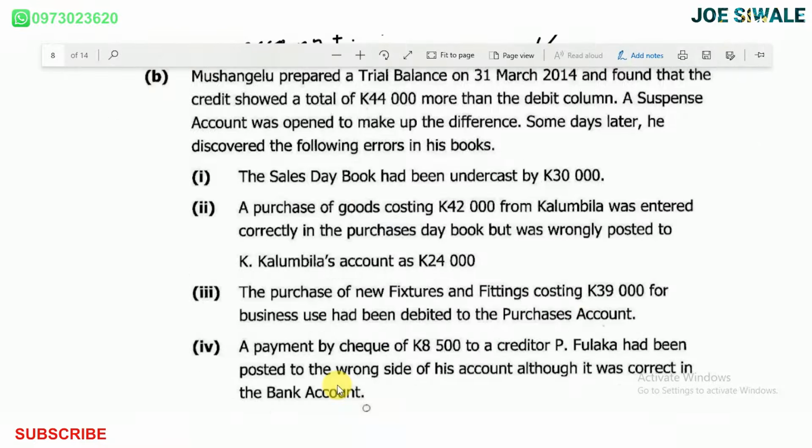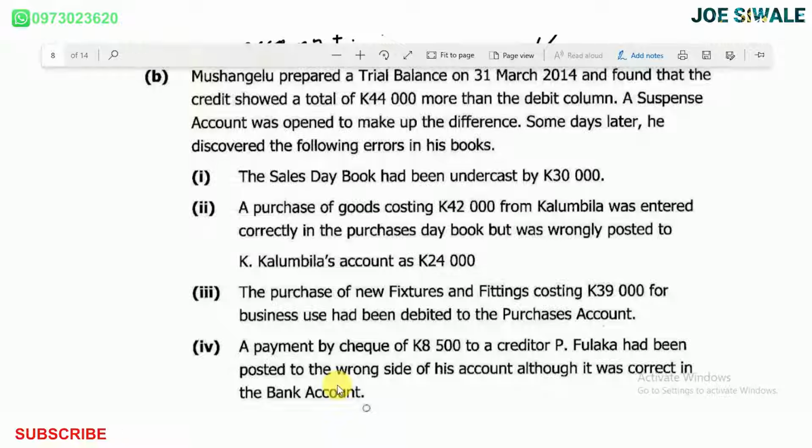So let us look at question B. Question B reads, Mushiangelu prepared the trial balance on 31st December 2014 and found that the credit side showed a total of 44,000 kwacha more than the debit column. A suspense account was opened to make up the difference. Some days later, he discovered the following errors in his books. Number 1, a sales day book had been undercast by 30,000 kwacha.